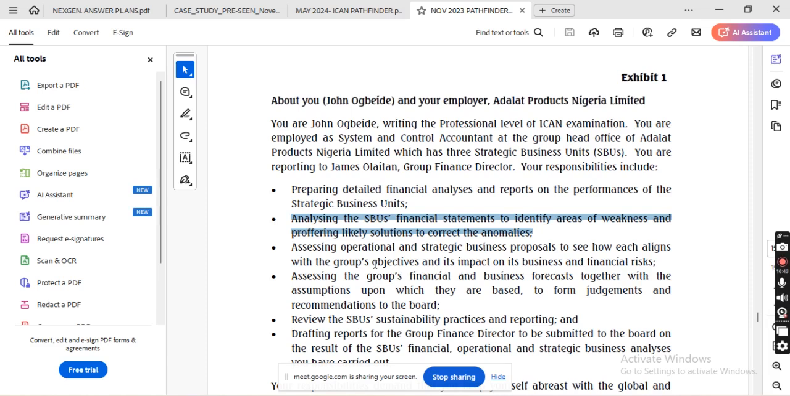Assessing operational and strategic business proposals. This is what I'm talking about. You can see you already have 90% overview of what will happen in the unseen. Now they are talking about business proposals, to see how each aligns with group objectives and its impact on business and financial risk, class.